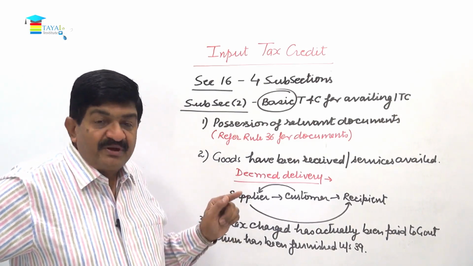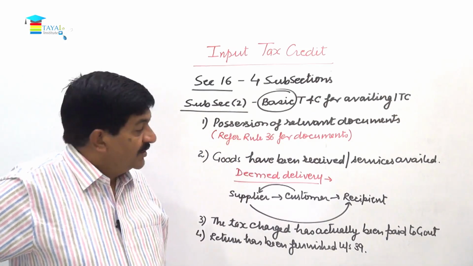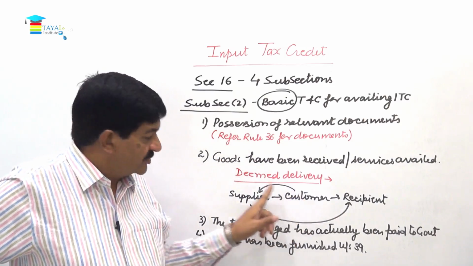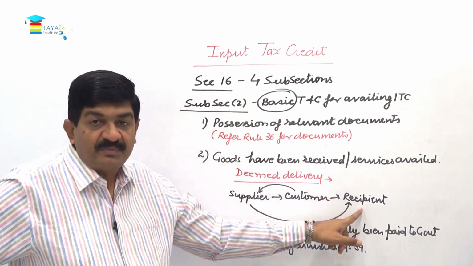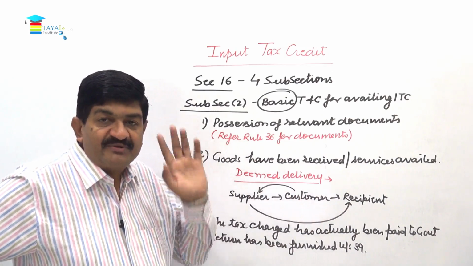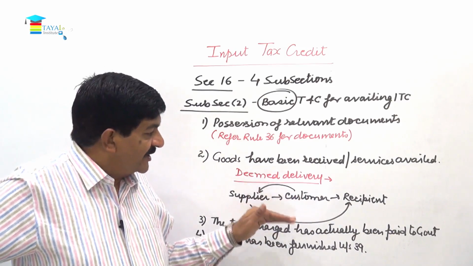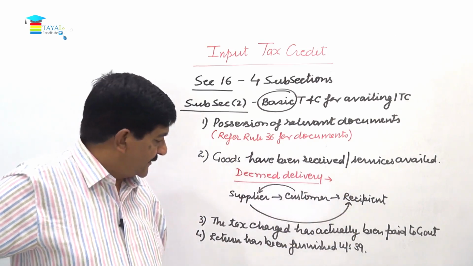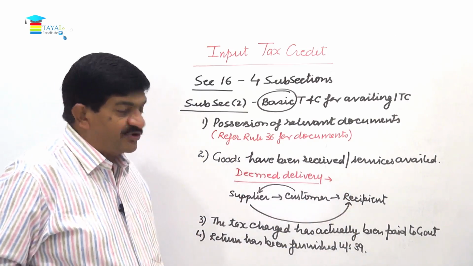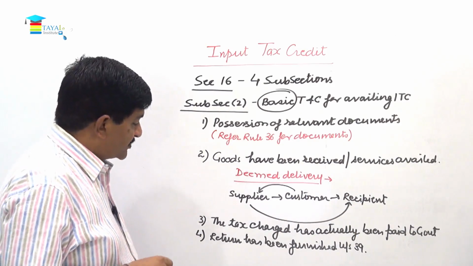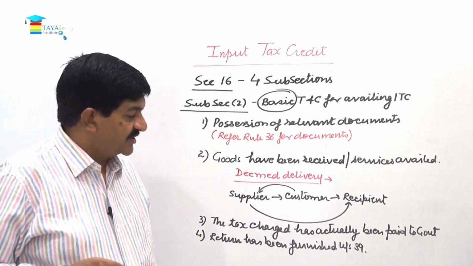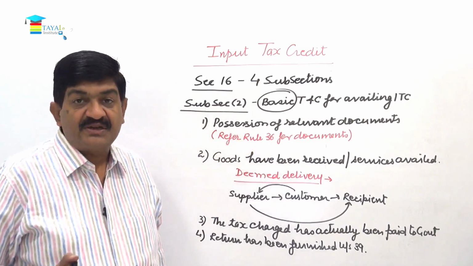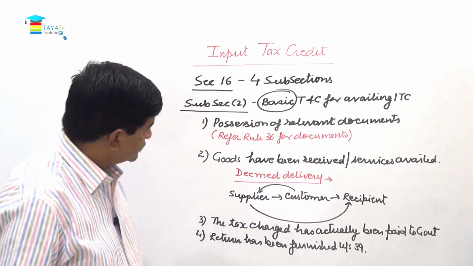Number 2, goods have been received and services have been availed. So as far as goods are concerned, there is a concept of deemed delivery. So when the instruction of the customer to the supplier, the goods are delivered to the third person, the customer is deemed to have received the delivery. That is called deemed delivery. So when the goods are actually received by this recipient, the customer can avail credit. Number 3, the tax charged has actually been paid to the credit of the government, and number 4 says return has been furnished under section 39. If all the conditions are fulfilled and subject to other terms and conditions, credit can be availed, right?